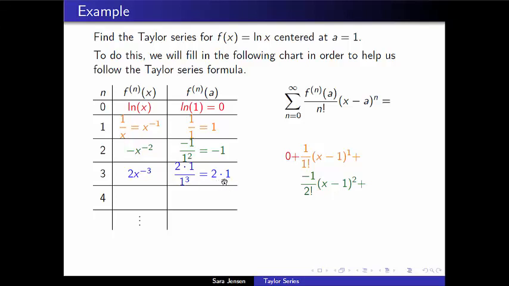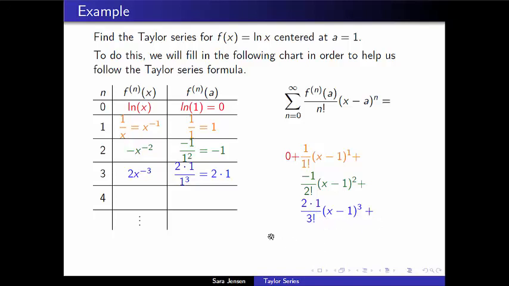Returning to my Taylor series, I put a value of 2 times 1 in the numerator. My n is equal to 3 now, so I have a 3 factorial in the denominator of this coefficient, and then I have an x minus 1 cubed term.